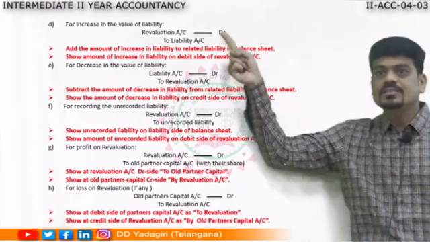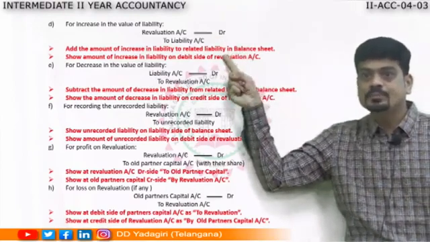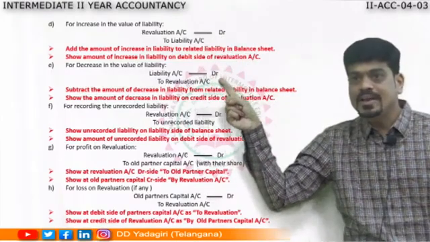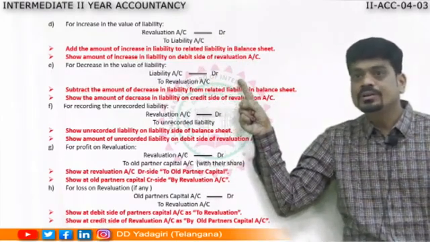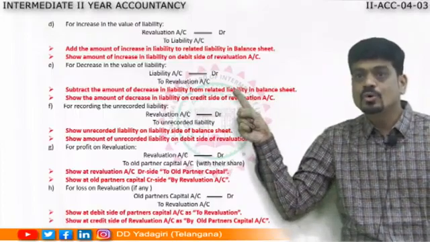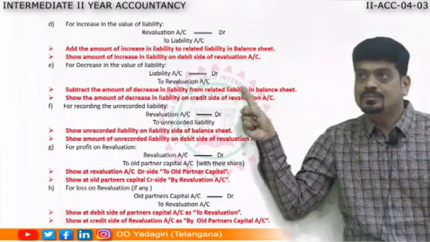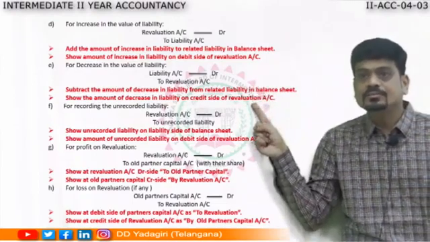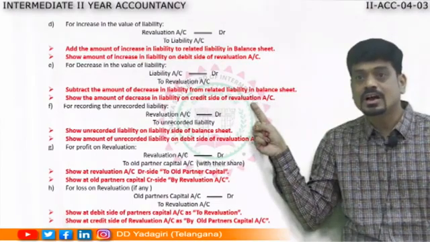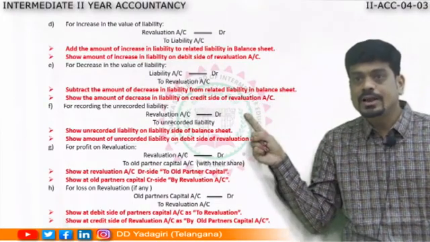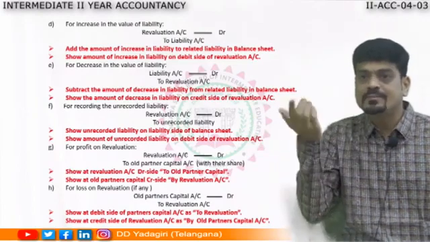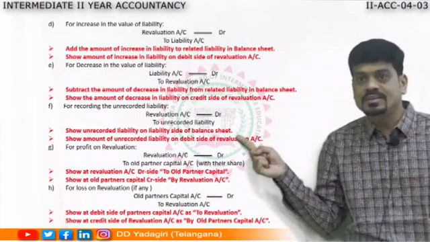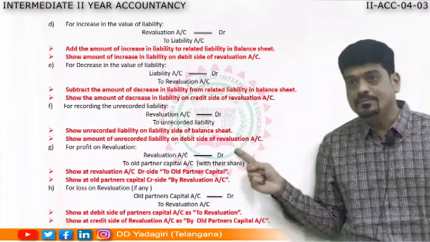If there is an increase in liability, the revaluation entry's effect will add to the related liability and show on the debit side. Whereas if there is a decrease, it will subtract and show on the revaluation account credit side. Then unrecorded liability is nothing but an increase in liability. So the same effect will again show on the revaluation account debit side and in the balance sheet liability side.